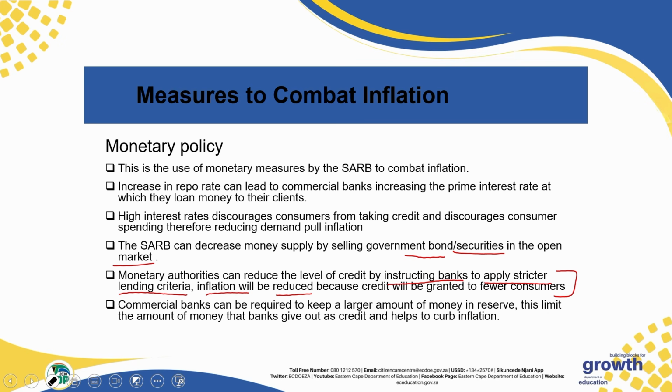Commercial banks can be required to keep a larger amount of money in reserves. This is the cash reserve requirement. The SARB will require banks to keep a large amount of cash reserves. This reduces the amount of money that banks give out as credit, which will help to curb inflation. If the cash reserve requirements of banks are increased, they are going to keep a large amount of money.